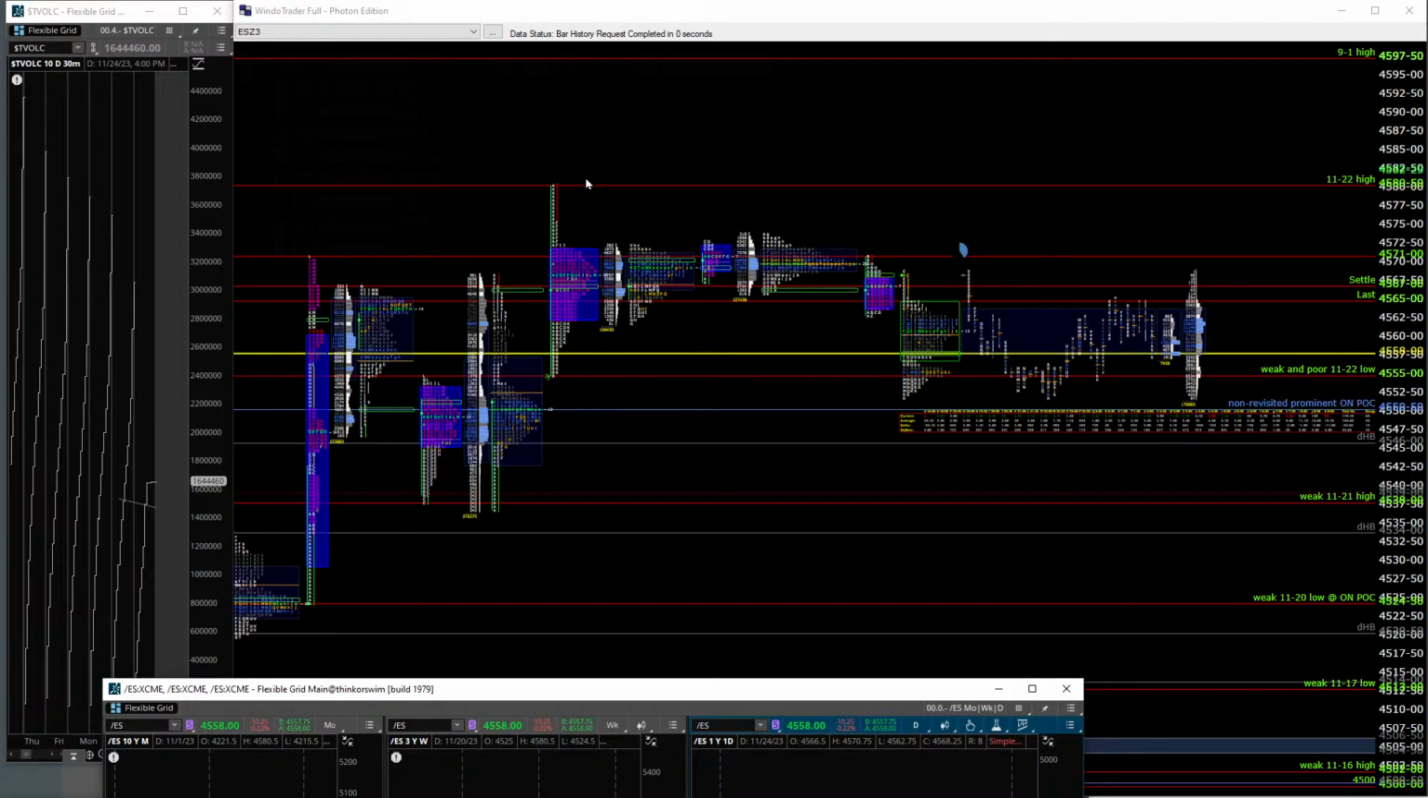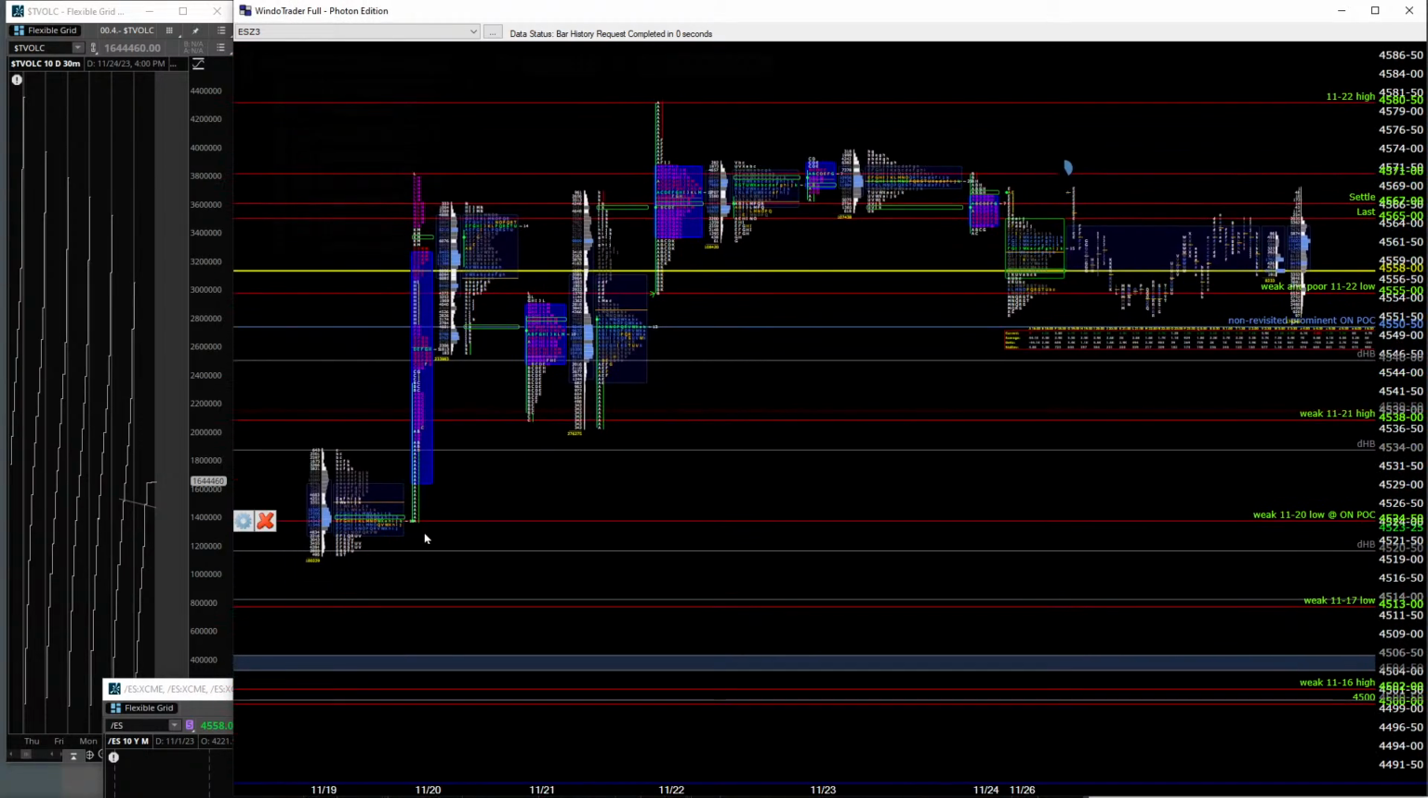Now the breakout has failed. The market came back inside the range. The next thing to monitor for downside continuation is the market getting back inside this range. Okay, and the ultimate destination is the opposite side of the range.